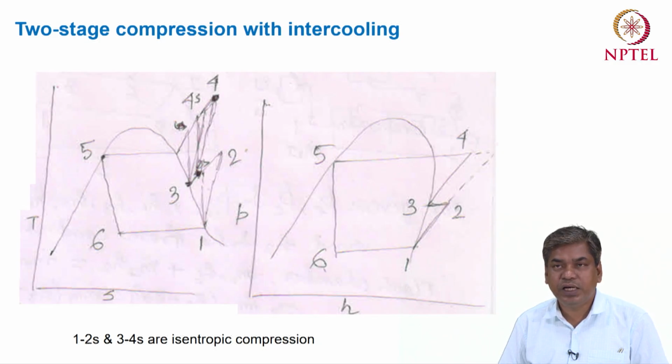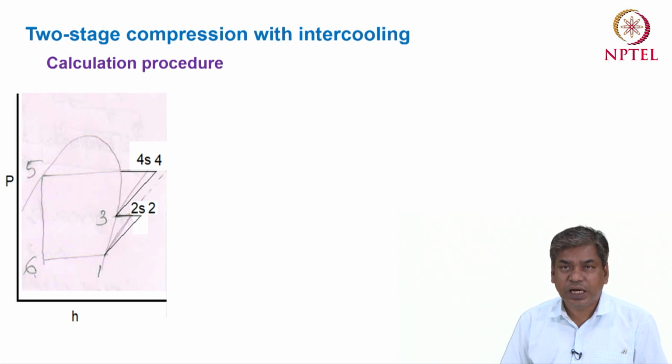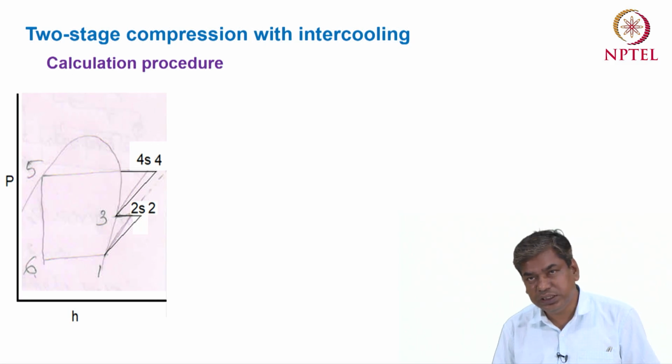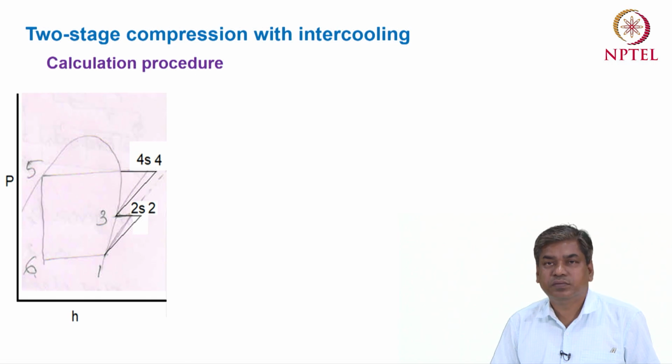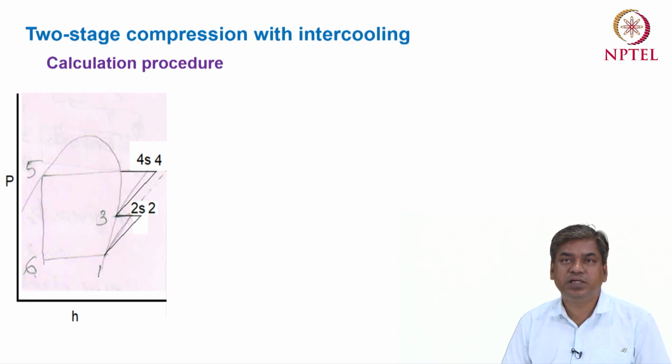And then 4 to 5 is a heat ejection process in a condenser, 5 to 6 is an isenthalpic expansion process, and 6 to 1 is a heat addition process in an evaporator. Okay, so for the calculation procedure for this system, we can use property software or a property subroutine in the case of a software or numerical application.